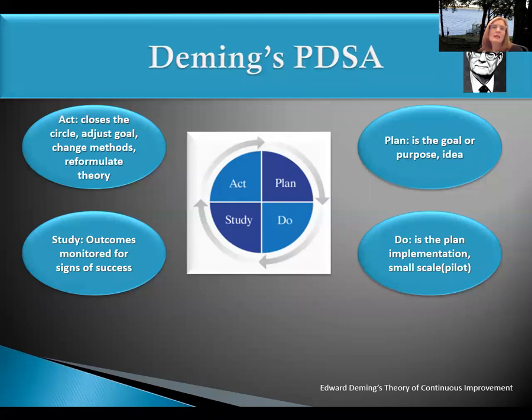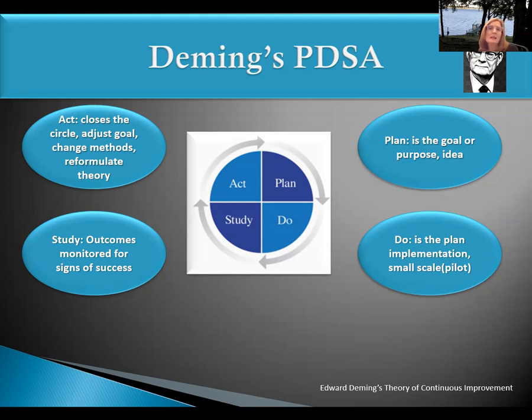So when you're creating your sustainability plan, Deming's PDSA is very important. So once you have created your plan, your goal, your idea, your purpose, and you put it into action, sometimes you can start a small pilot, a small scale. Let's just say you're starting a recycling program, and say you have just one building. Say you're on a campus, you have multiple buildings.